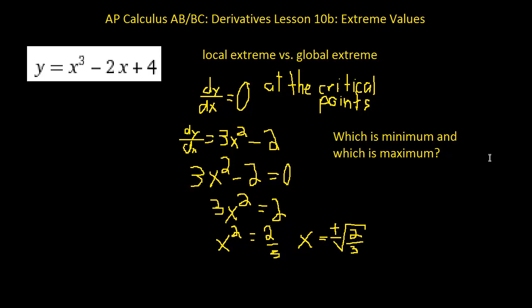Which is minimum and which is maximum? So we have two values here. We have radical 2/3 and negative radical 2/3.